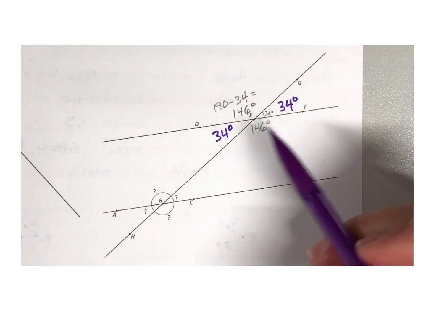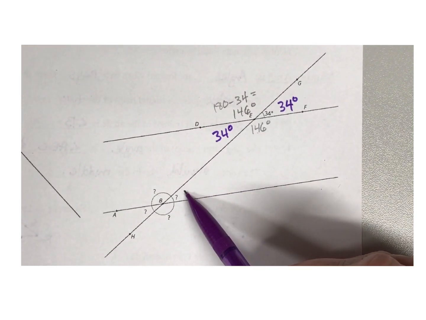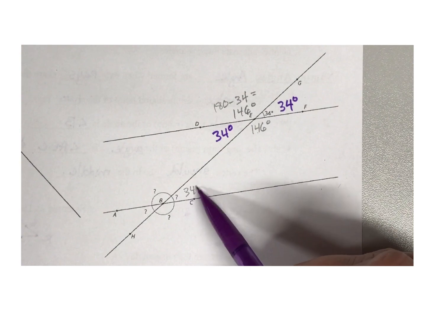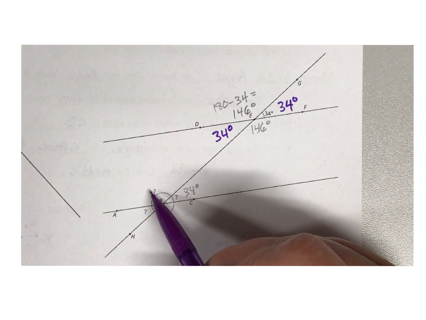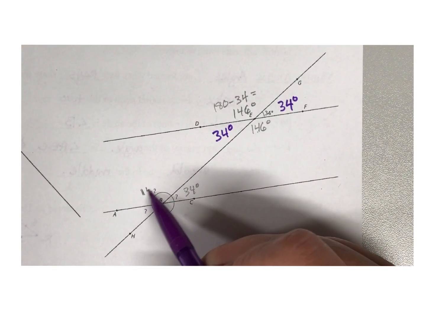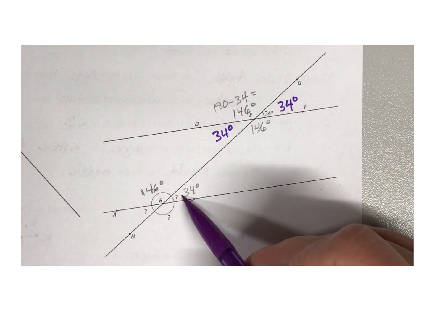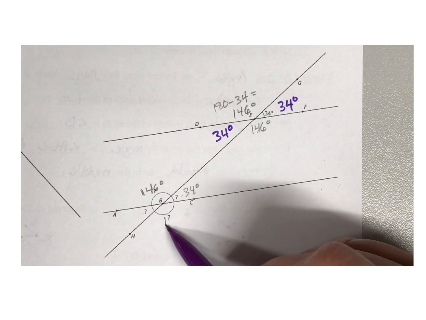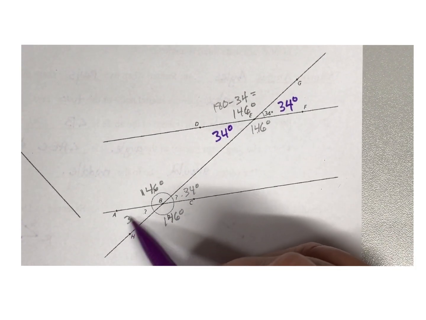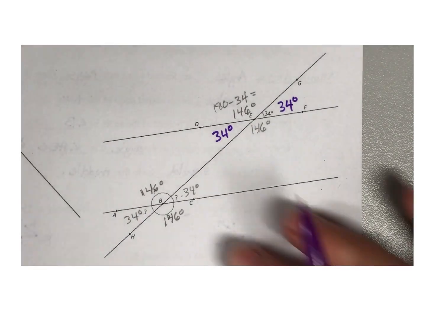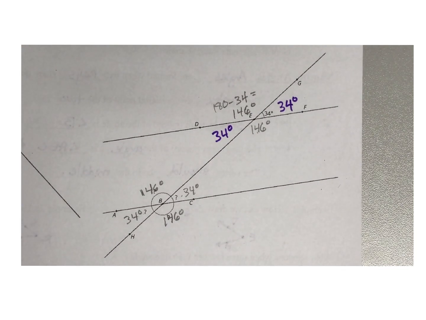Okay, so if I know that this one is 34, alternate interior across from it is also going to be 34 degrees. If I know that this is 146, that this one's also 146 degrees. And then we have vertical angles going on, so across from the 146 is also 146 degrees. Across from the 34 is also 34 degrees. Again, notice we have parallel lines cut by a transversal. This is the only time it's going to work.